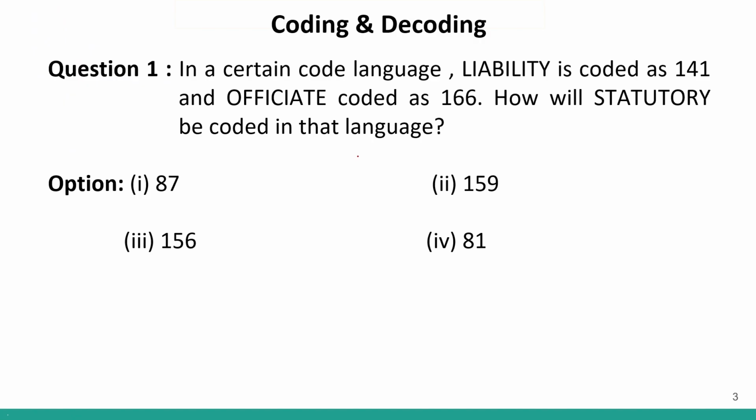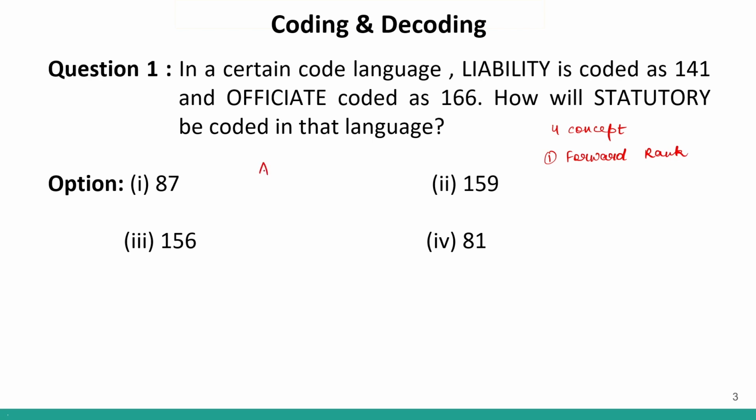So let us start. Before we start coding and decoding, there are four concepts that you should be aware of. The first concept is forward ranks. What do you mean by forward ranks? Basically, each alphabet is assigned a number in increasing order.